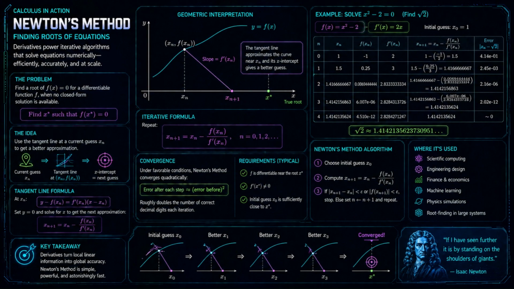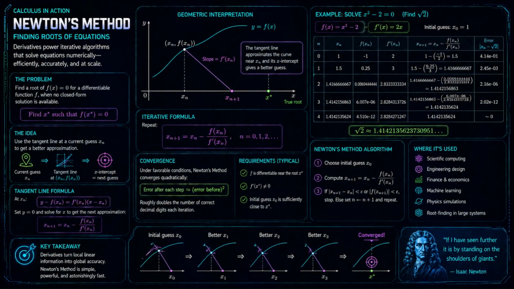We then repeat: x sub n plus 1 equals x sub n minus f of x sub n divided by f prime of x sub n. Under favorable conditions, this sequence converges extremely rapidly to a root. Typically, each step doubles the number of correct decimal digits, a behavior called quadratic convergence.